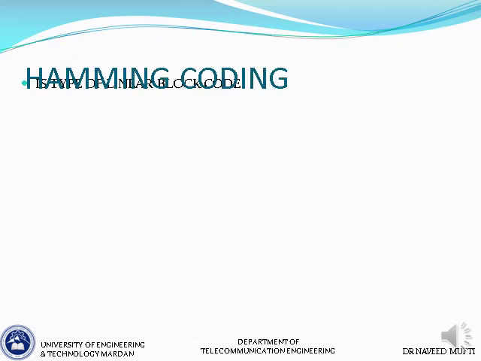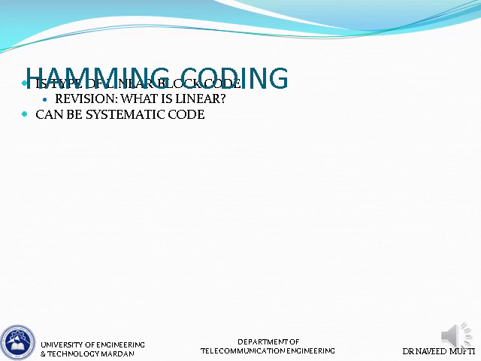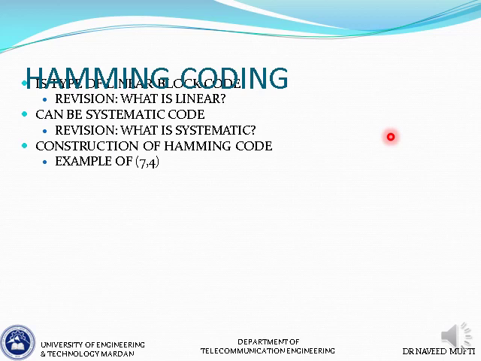So Hamming coding, as I said, is a type of linear block code. Quickly you may recall what is linear, what satisfies the conditions for linearity. So that is a linear code, and Hamming code can be a systematic code. Now we discuss the construction of Hamming code, and we'll start by looking at an example of a 7/4 Hamming code. This represents n, and that is k. That means that we will take a block of 4 message or data bits.